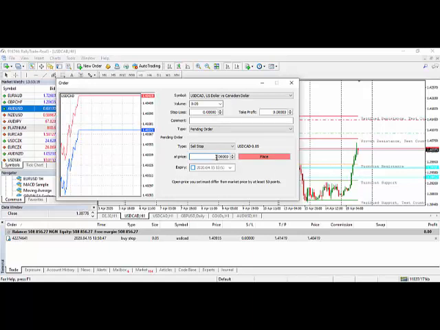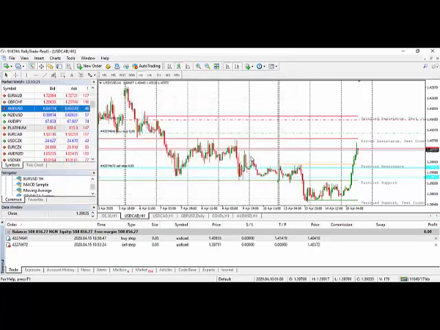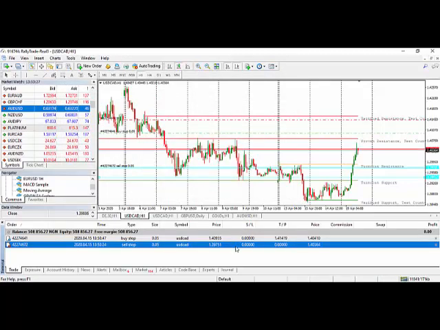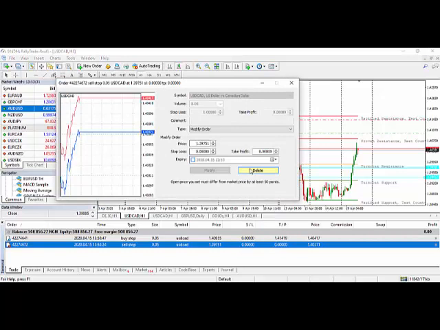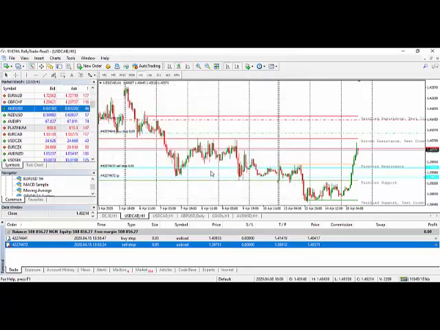So what's our entry point? We have 1.39751. So we place that, and then we go back for our TP. Also modify or delete order. This TP is 1.39412. Yeah, that's great. So we've been able to set these two very important points for this instrument.